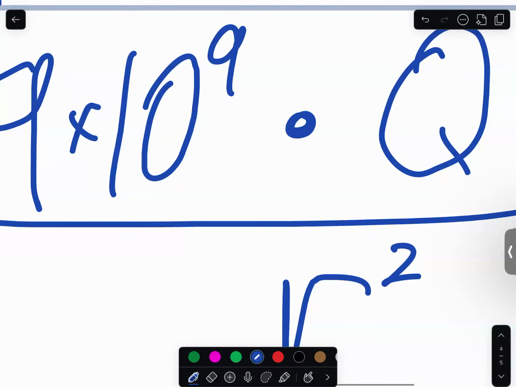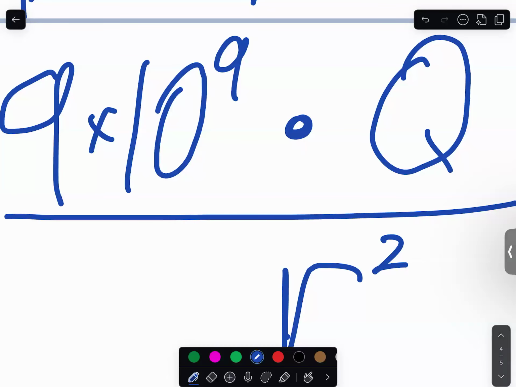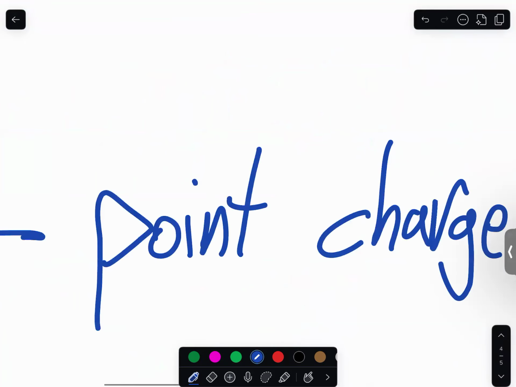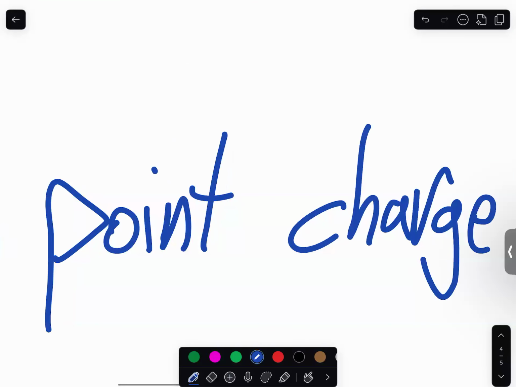Is this always true? No. This is true for point charges. This is not a universal law of nature. It is universally true if you have a point charge, but it is not true if you don't have a point charge.